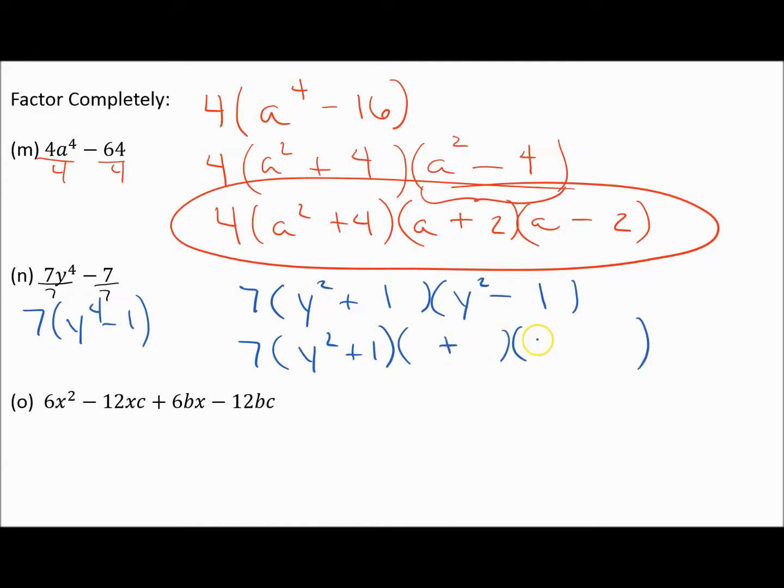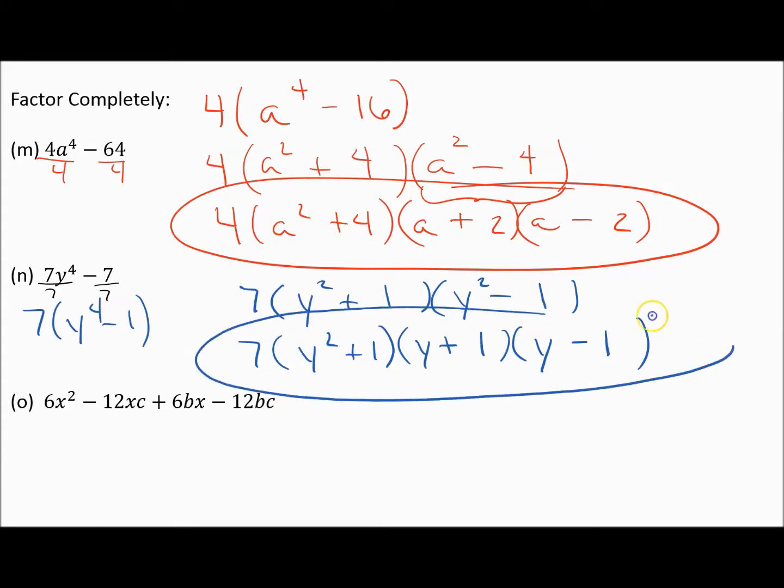So I have 1 plus and 1 minus factor. The square root of y squared is y, goes in the first position. The square root of 1, which is 1, goes in the second position. And this is what we call completely factored. And notice that there's several steps to this problem. You don't go straight from the original to the final answer. There's 2 different steps in the middle there that are very important that you have to do to see that in the end.